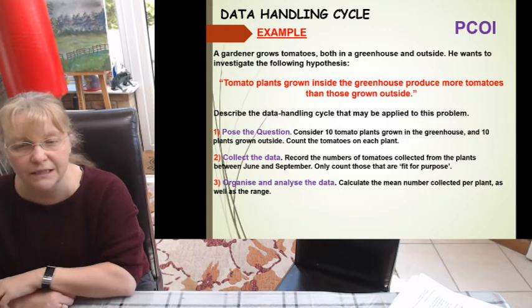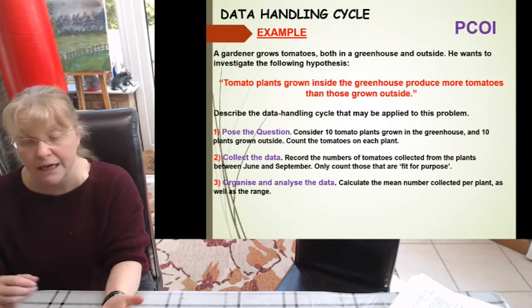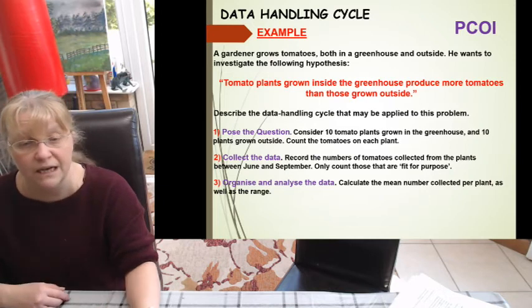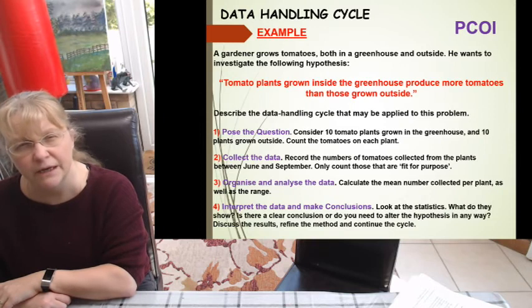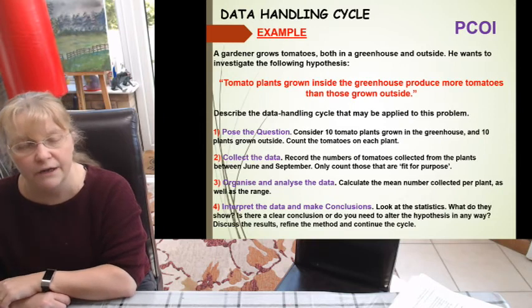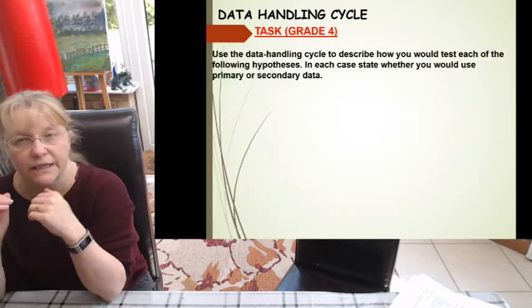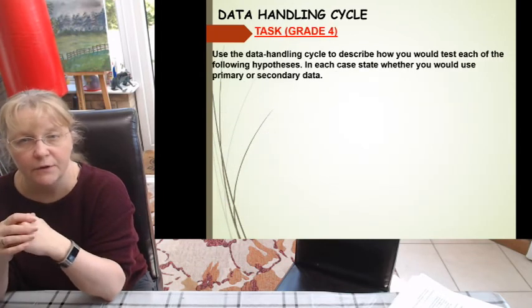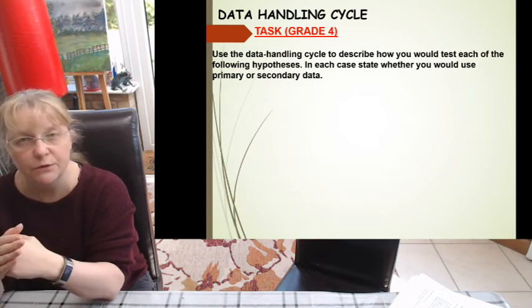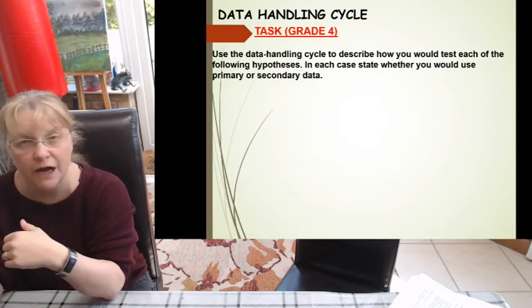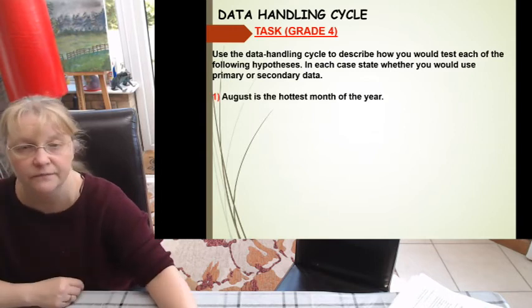Finally, I'll organise and analyse the data by looking at the mean number of tomatoes grown inside, the mean number of tomatoes grown outside, and finally I'll interpret the data, probably showing it in a graph because it looks good, and I'll give my conclusion, what was correct. Okay, this is the data handling cycle. I'm going to list off a number of different hypotheses, and I just want you to go through the cycle, the PCOI, and just talk through what you would do in each case.